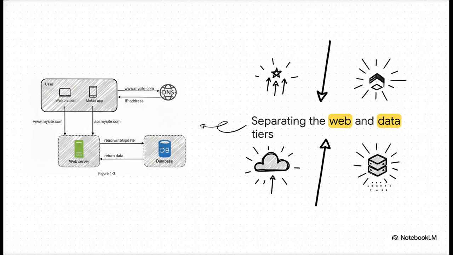Well, the immediate solution is separation. We split our single server into two distinct tiers. We've got the web tier for web and mobile traffic, and the data tier for our database. Now, why does this matter so much? Because separating these servers allows them to be scaled entirely independently. If web traffic suddenly spikes because of a viral marketing campaign, we can beef up the web server without even touching the database, and vice versa. It's a huge step up in flexibility.